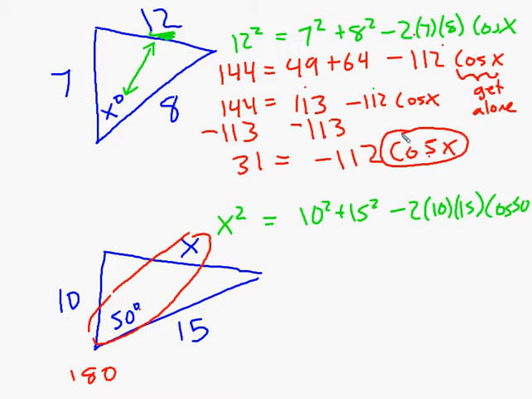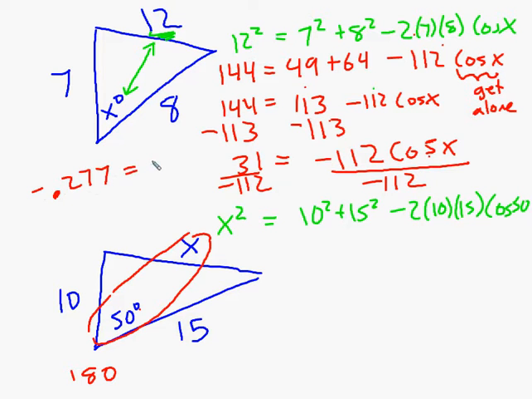What would I do to get this alone? I treat that as this one thing. What would I do to get that alone? Divide by negative 112. So what's 31 divided by negative 112? I need to keep at least three decimal places. Negative 0.277. Make sure you round correctly.